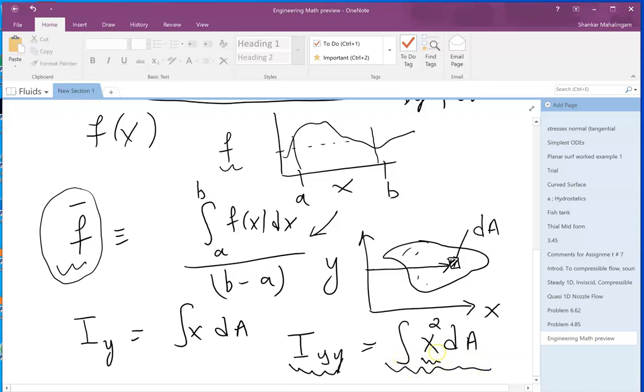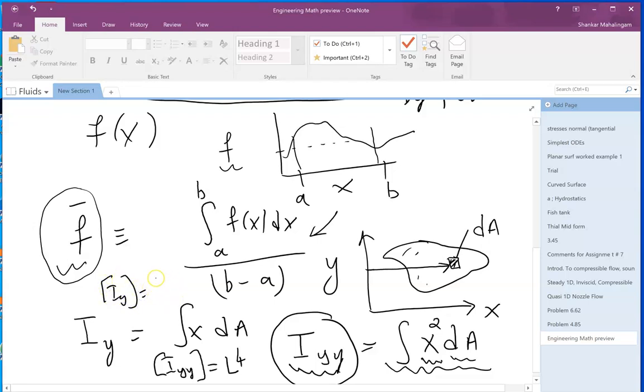x would have the units of length. So x squared would be length squared, and area here would have units of length squared. So in which case the quantity on the left-hand side would have the dimensions of L to the fourth, right? Over here the quantity I sub y would have dimensions of L cubed, right? So this is the length and that's an area. So these are important concepts on the integration aspect that I would like for you to be familiar with.